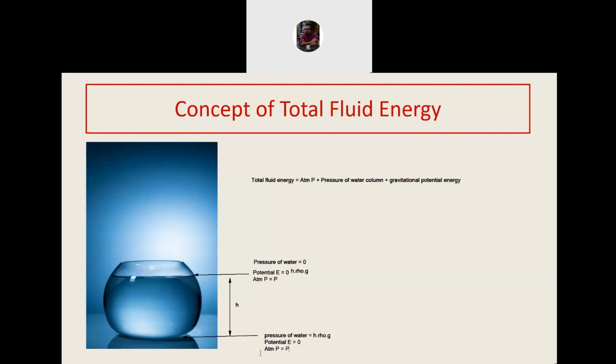And because fluid flows from high total fluid energy to low total fluid energy, and there is no gradient between the two here, therefore there will be no mixing of the fluid. So a more accurate terminology will be that fluid flows from high total fluid energy to low total fluid energy, and not just from high pressure to low pressure. I think this is clear to everyone.